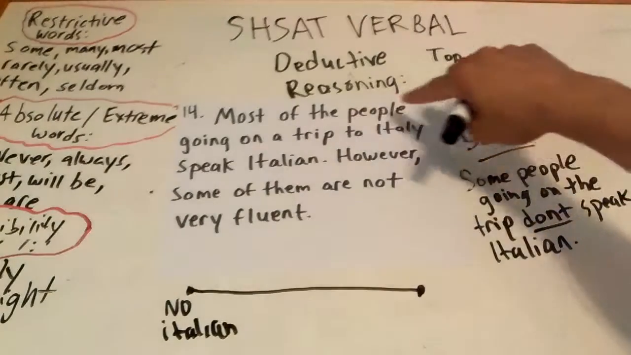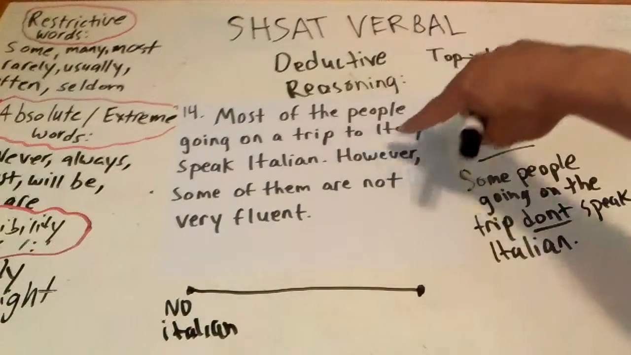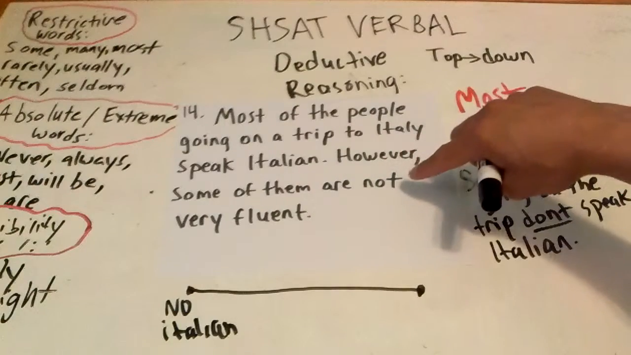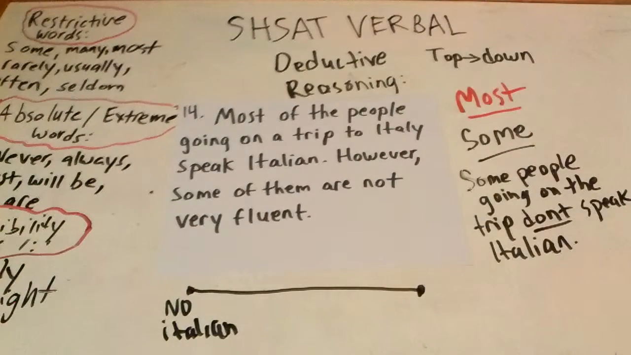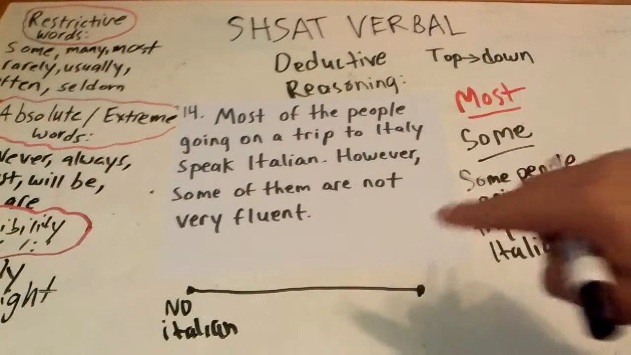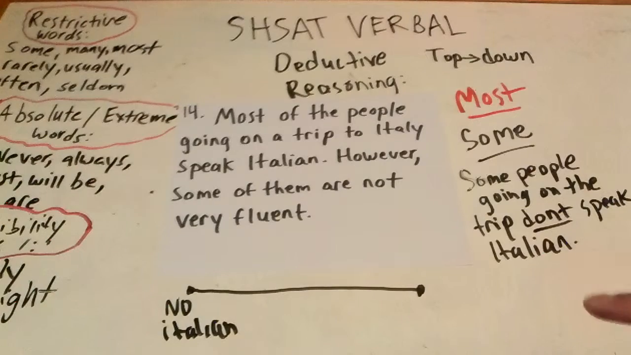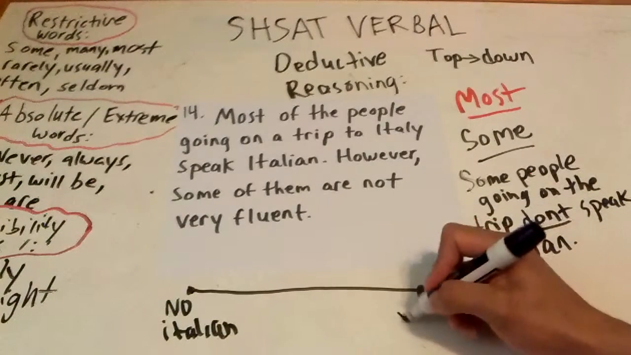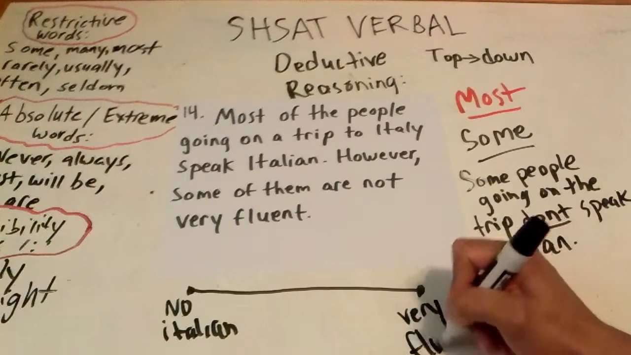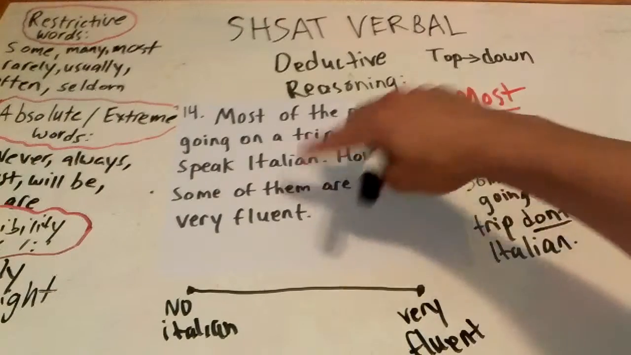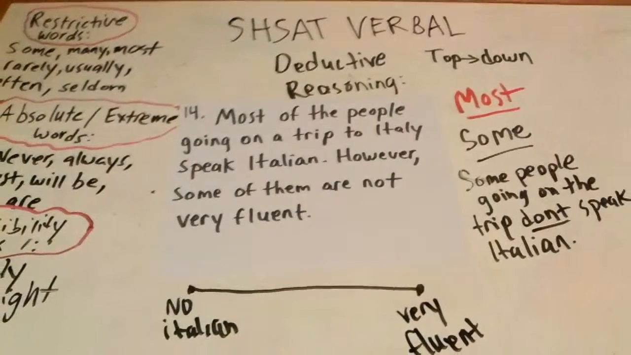And it says, most of the people on the trip speak Italian. However, some of them are not very fluent. Does it say some are very fluent? No. It never tells us some of them are very fluent. It just tells us some of them are not very fluent. It never says anything about anyone being very fluent.